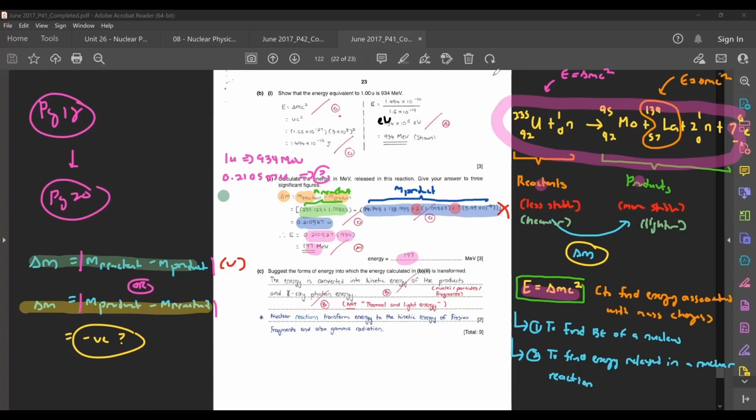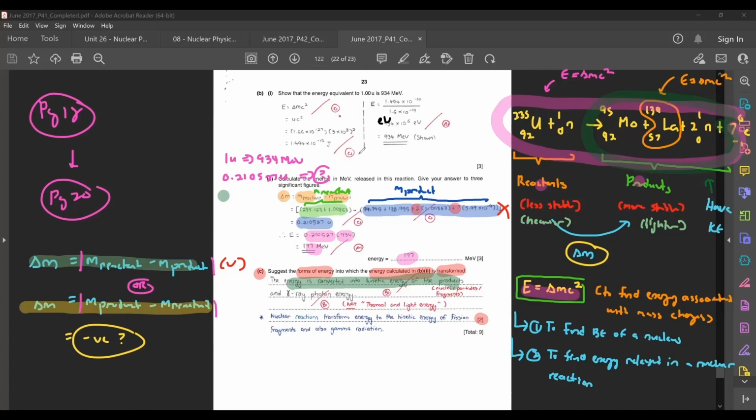Now in part C, what they mentioned is this: suggest the forms of energy into which your energy calculated in B2 is transformed. What are the forms of energy that your energy release has been converted into? Okay, so you can actually say that this is worth 2 marks. You can actually say that the energy release has been converted into kinetic energy of your products, which is basically these products here. They have KE because after your reaction, they will be moving about. So they move about, they have speed, they have KE.